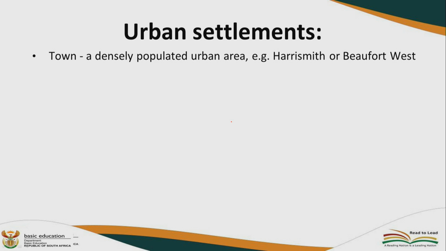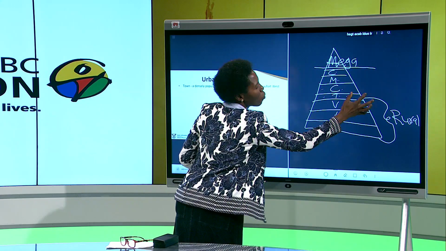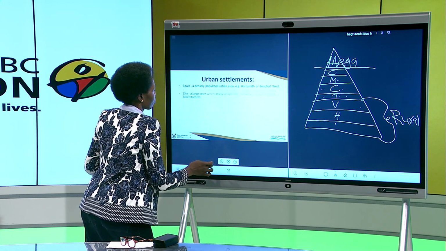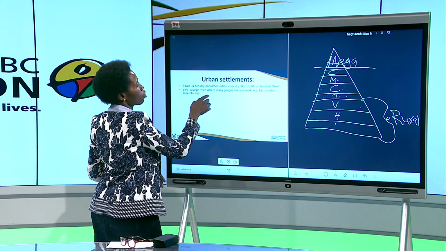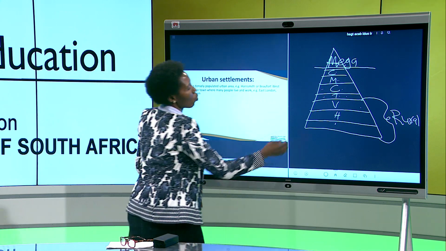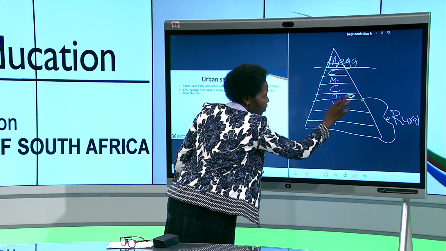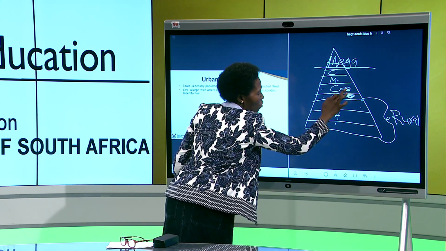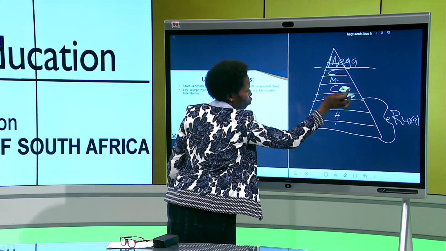Okay, let's look at the concepts I have defined for you. What is a town? A town is a densely populated urban area. I gave an example of Harrismith. It's not only Harrismith. There are many places with the characteristics of being densely populated, which means a town is bigger than a village. It has more population than a village. And then the next one we have is a city. A city is a large town where many people live and work. I gave an example of East London and Bloemfontein. So we have more population here than the one that we have in a town.